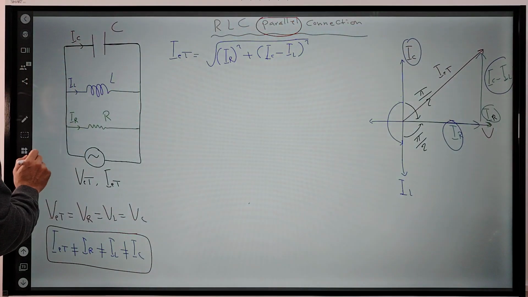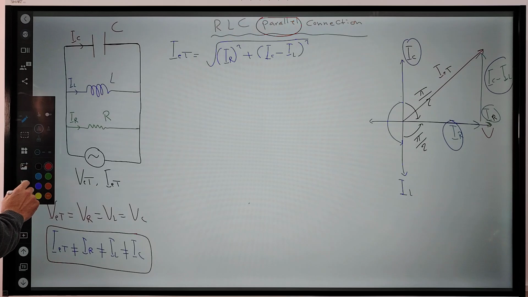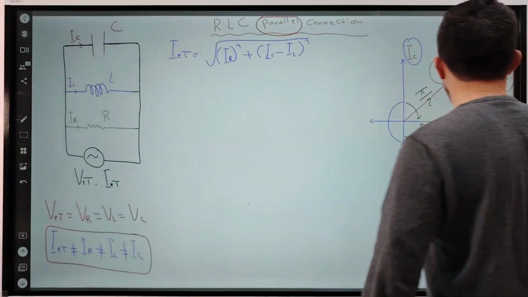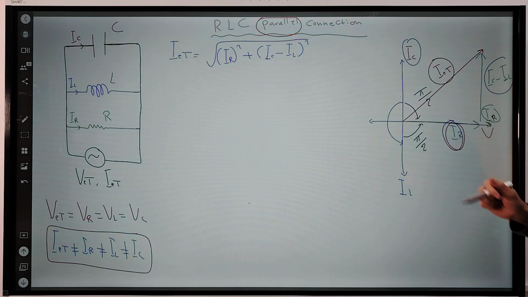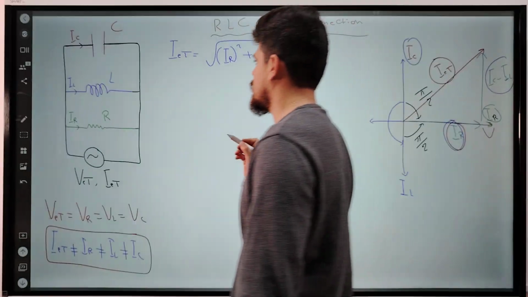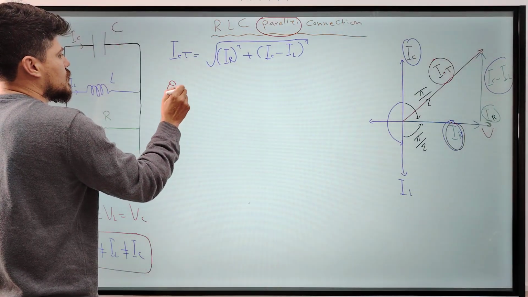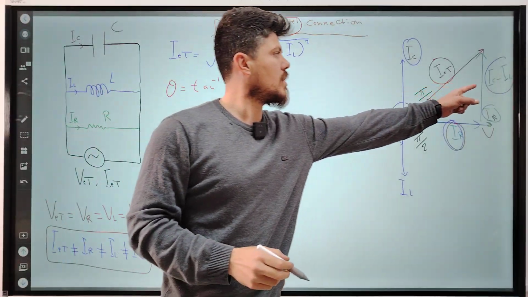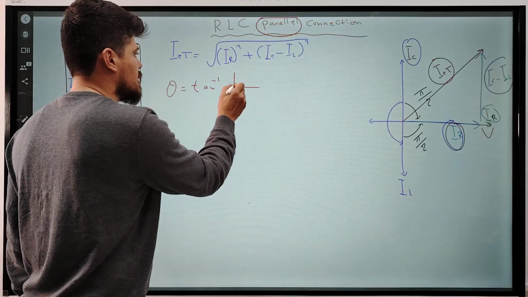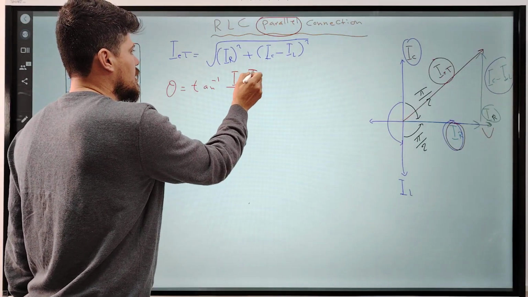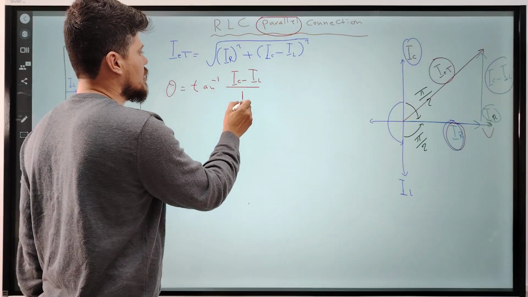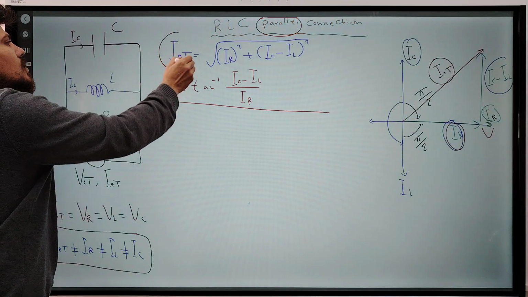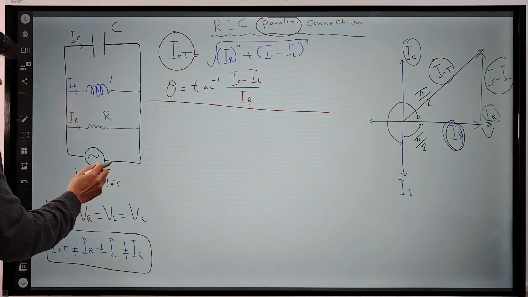To find the direction and the angle between the total current and potential difference, or the current across the resistance, you can use this equation. Theta is equal to what? Tan inverse opposite over adjacent. What we have in the opposite? IC minus IL, over what? Over IR. Okay, so this is the proving of the total current across the source, I total.